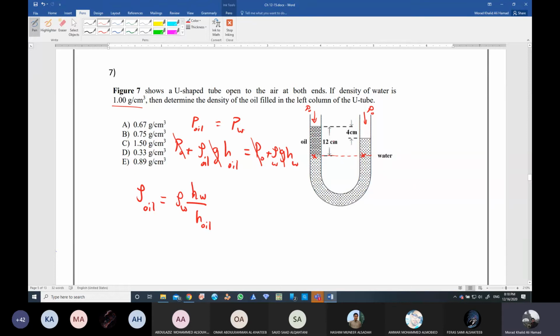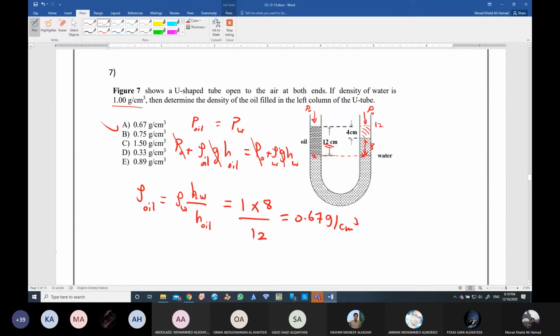Here, h of oil is equal to 12 centimeter. But how much is h of the water? Any idea? Sorry? 4. It will be 12 minus 4, which is 8. Okay, shabab? Because here we have 12, since it has the same elevation, and this one is 4 centimeter, so we end up with 8 centimeter. So the answer is, rho is 1. Of course, here the answer is needed in gram per cubic centimeter, so just make it in the same units. So rho here is not 1000, it is 1. It's 1000 when we have kilogram per cubic meter. If you convert it, you will get 1 gram per cubic centimeter, times 8, which is the h of water, divided by 12. If you calculate this one, you will get 0.67 gram per cubic centimeter, which is the answer.